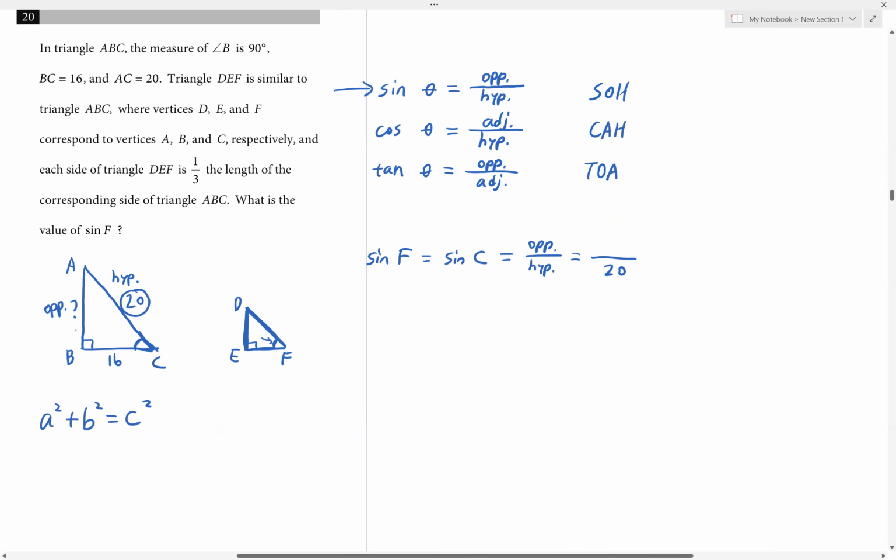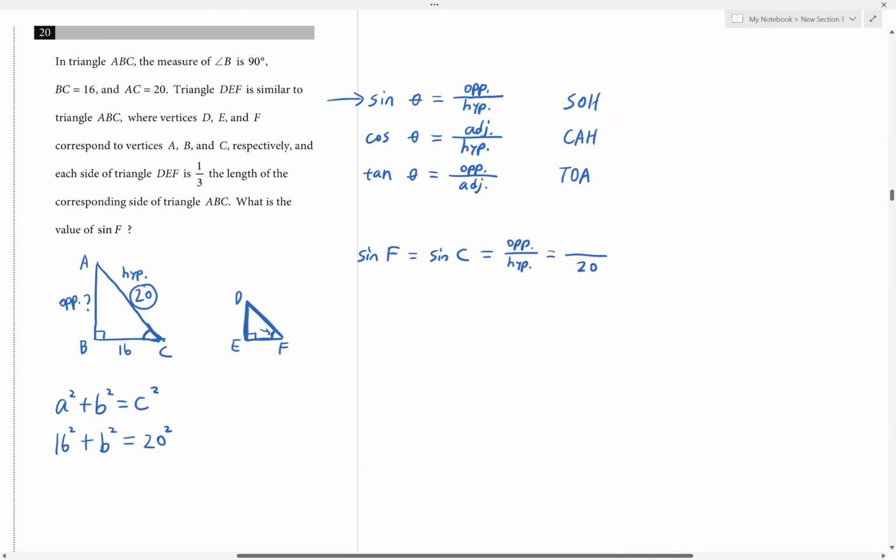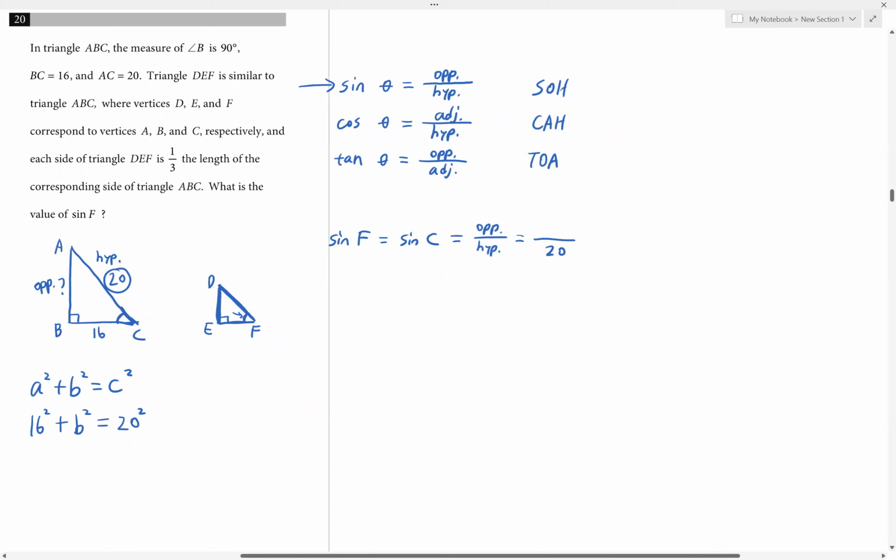Okay, a and b are the two shorter legs, so we can say 16 as our a value, a squared, plus b squared, which we don't know, we're trying to solve that. And c is always the hypotenuse, so it'll be 20 squared. To multiply this out, 16 times 16 is 256, plus b squared equals 20 squared, which is 400. Then we subtract: b squared equals 400 minus 256, which is 144. To solve for b, we take the square root. So b equals 12.